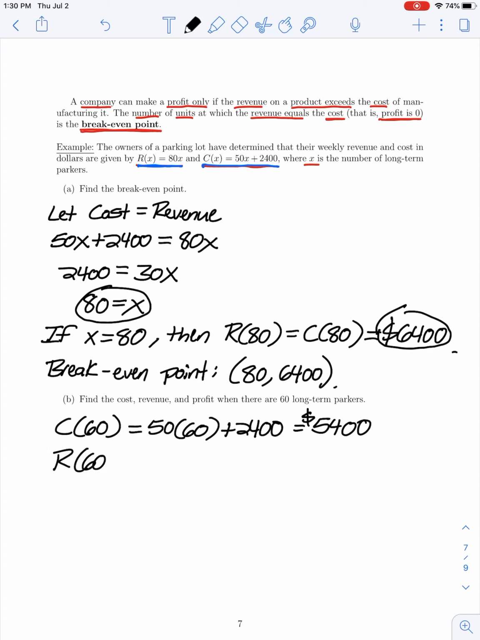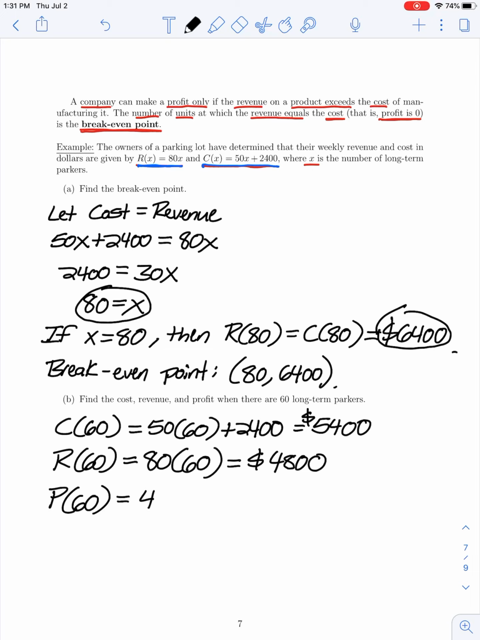The revenue, if we have 60 long-term parkers, would be 80 times 60, which gives us $4,800. And the profit, if we have 60 long-term parkers, well, profit is revenue minus cost. So we just found the revenue to be $4,800 minus the cost, which was $5,400, and that would be negative 600, measuring in dollars.